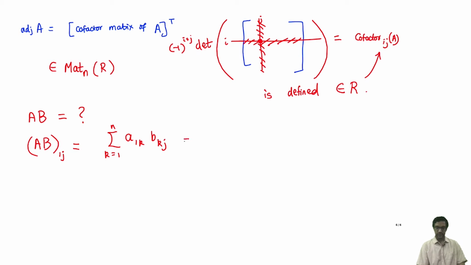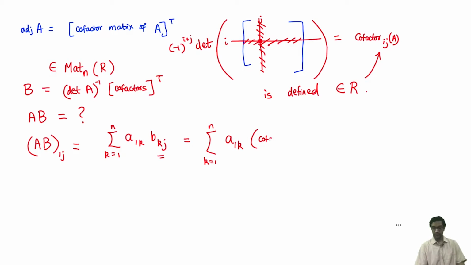So what is B? B, remember, is the transpose of the cofactor matrix multiplied by the determinant inverse. So what is bkj now? I need to say this is k goes from 1 to n, A1k. So B is nothing but det A inverse cofactor transpose. So the kjth element here is the cofactor of the jkth element. So this is this into the cofactor of the j comma kth element of A, because of the transpose, and then there is a sign, that's minus 1 to the j plus k.